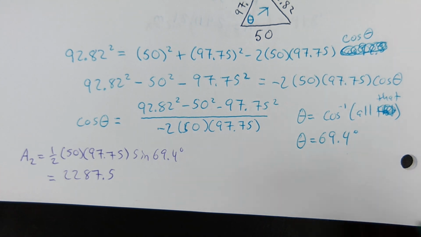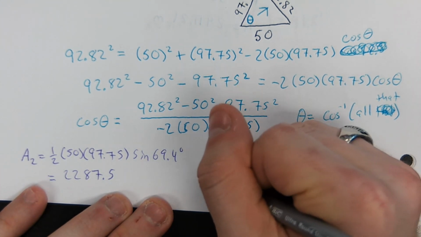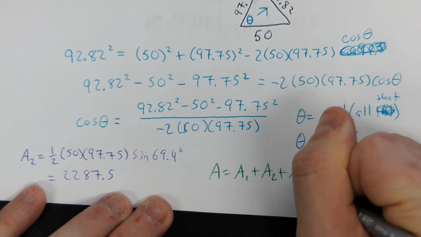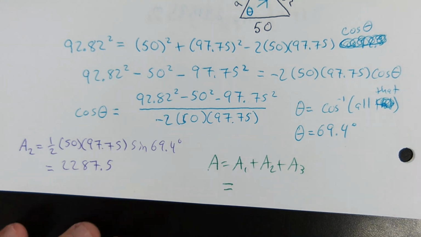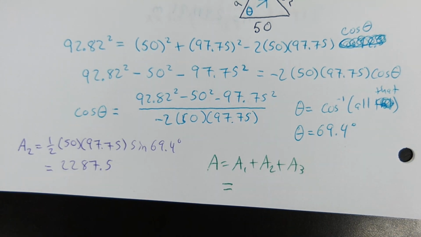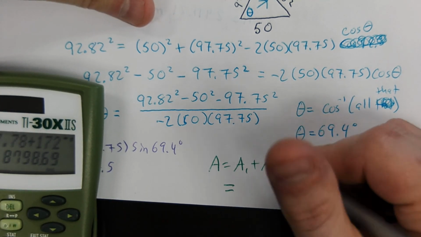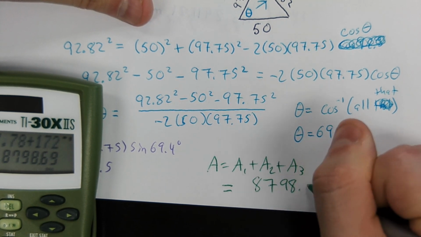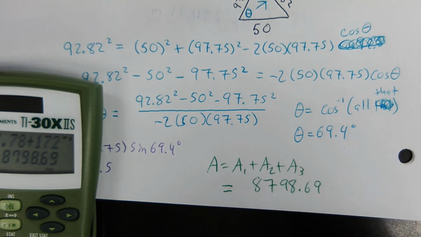And last but not least, A equals A1 plus A2 plus A3, which is, we're just going to write our answer. 4787.78 plus 1723.41 plus 2287.5 is, at long last, guys, 8798.69. Mic drop.